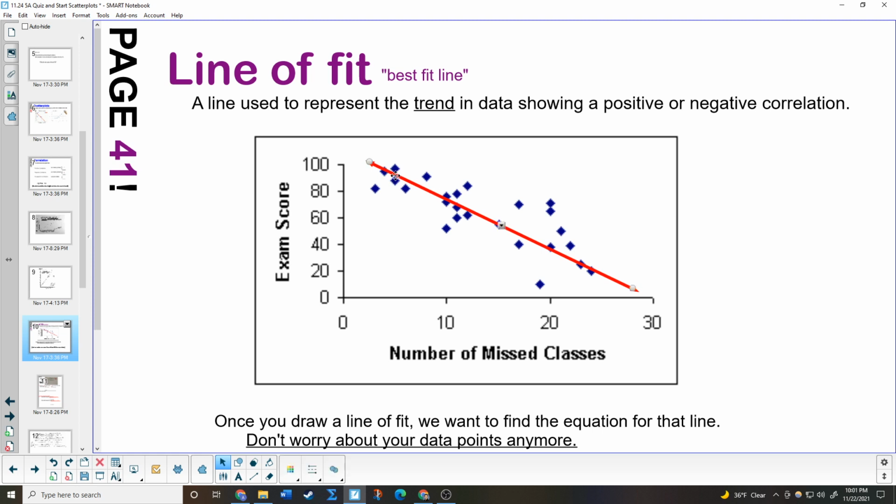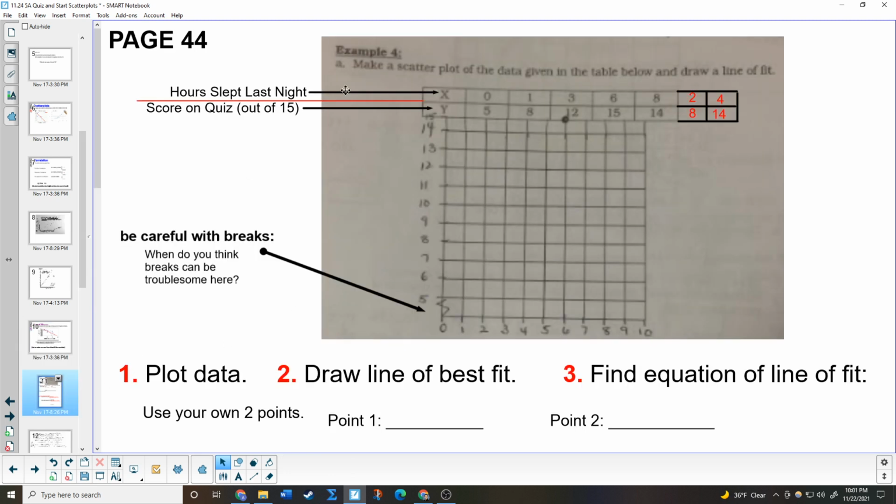Another little guideline that people will often use is grab the upper leftmost point and the bottom rightmost point and connect those two. It's strange, but it does very often end up being an accurate line of fit. All right, so we're going to turn to page 44, and we're going to try making our own line of fit, okay?